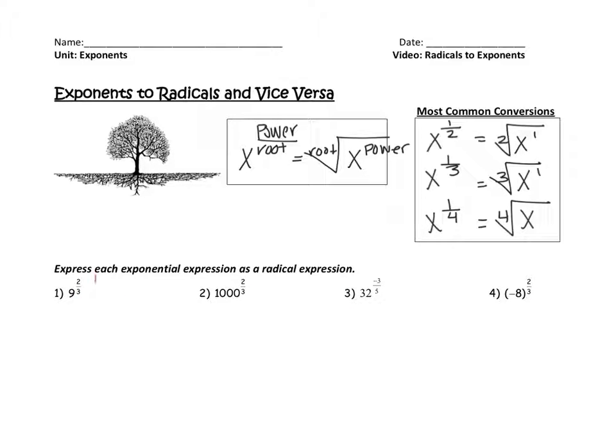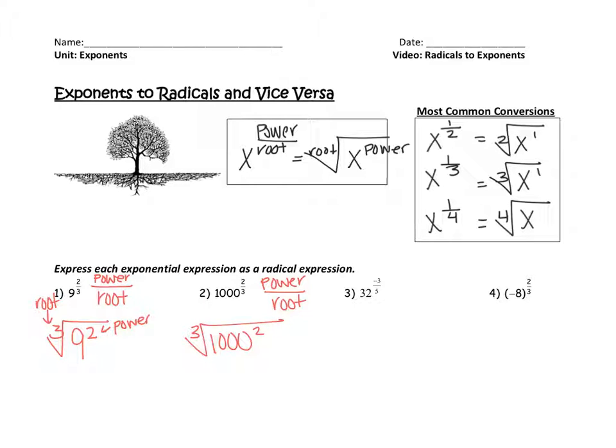So it's always power over root. So this is the 3rd root of 9 squared. Remember, the root always goes here and the power goes here. Alright? Now, again, it's power over root. So this is the cube root of 1000 squared.